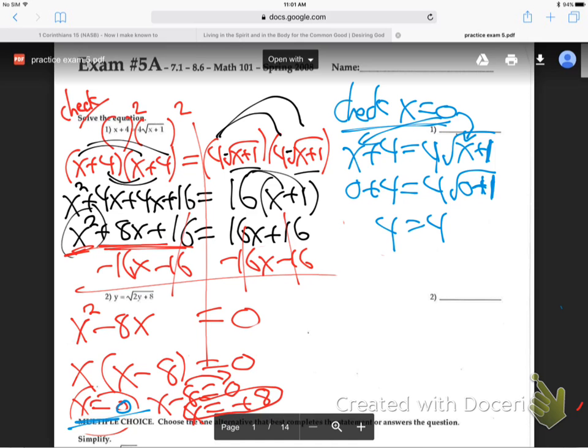So what do we get? 4 equals 4. If you work it out, it's 4 equals 4, because this is square root of 1, and root of 1 is just 1, and 4 times 1 is just 4. So yes, 0 is a keeper. 0 is a valid answer.